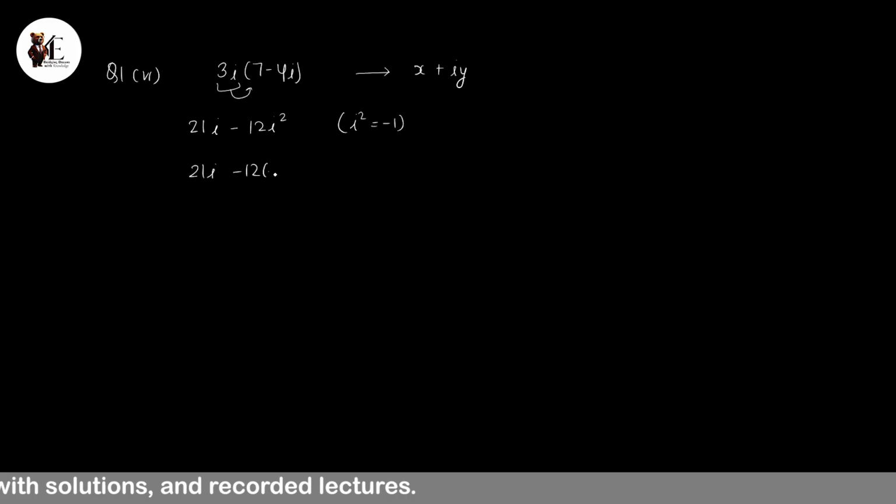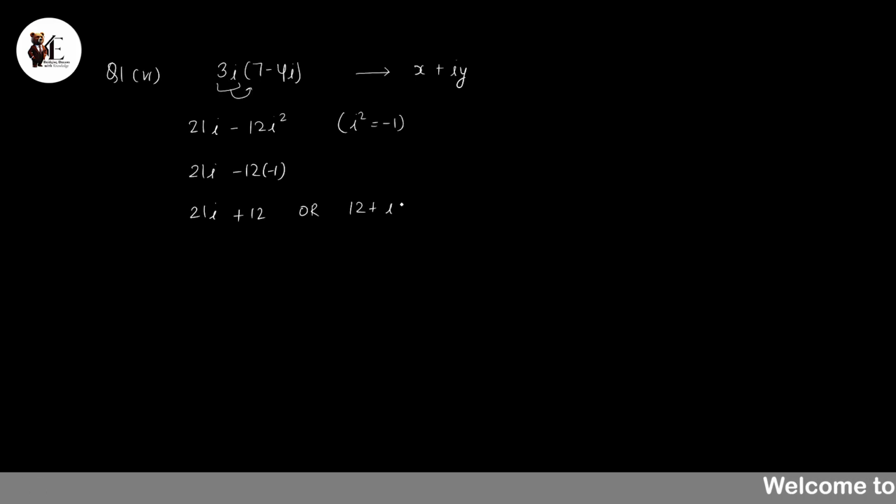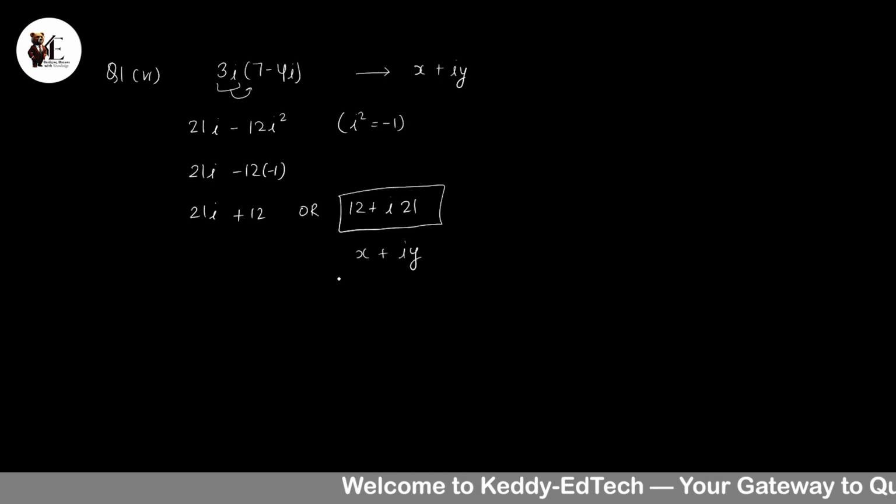So that will be 21i plus 12, or I can write this as 12 plus 21i. So now it is written in the form of x plus iy.